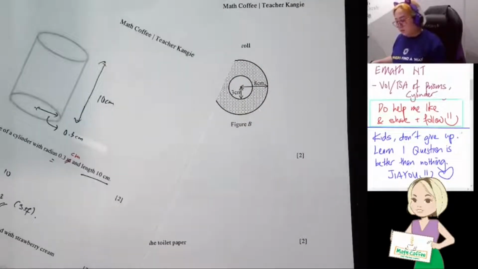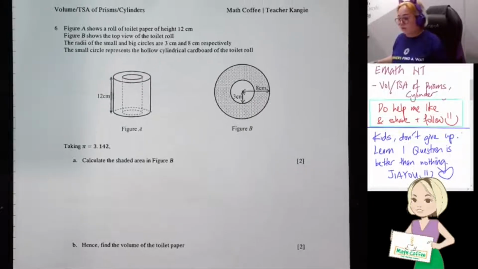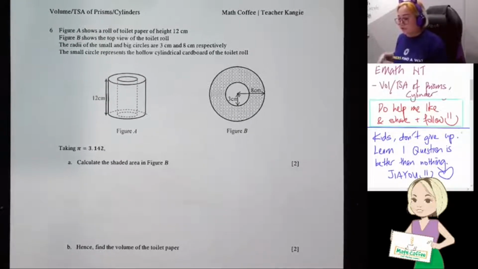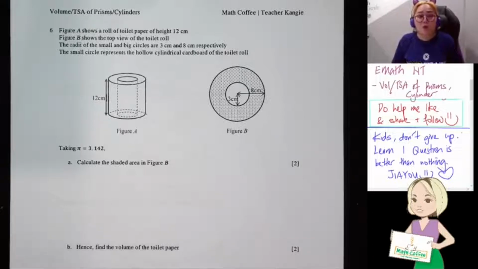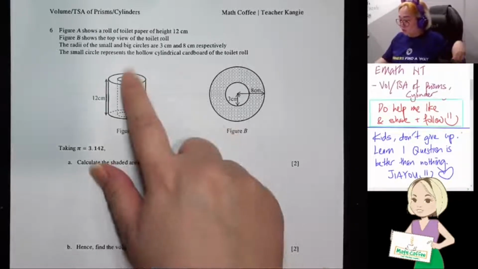Okay, so it increased a little bit of difficulty. Okay, this kind of funny shape. So this is a toilet paper. A toilet paper with a height 12 cm. And then they say figure B shows the top view of the toilet roll.